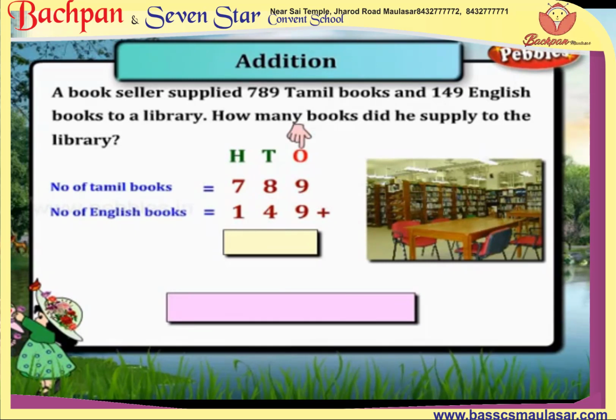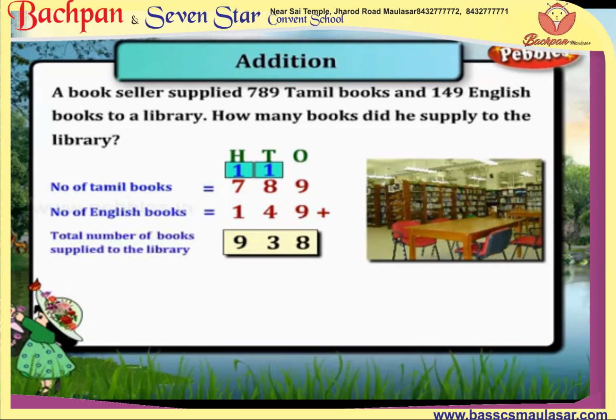Add the ones. 9 plus 9 is equal to 18. Write 8 in the ones column and carry over 1 to the tens column. Now add the tens. 1 plus 8 plus 4 is equal to 13. Write 3 in the tens column and carry over 1 to the hundreds column. Now add the hundreds. 1 plus 7 plus 1 is equal to 9. Therefore, the total number of books supplied to the library is equal to 938.